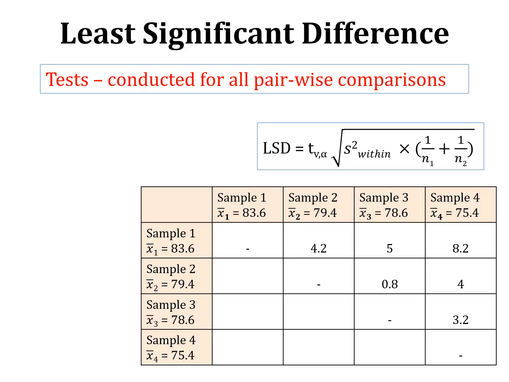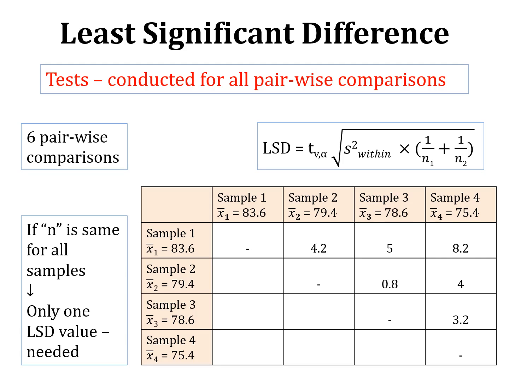Now, one important thing is that the tests are conducted for all pairwise comparisons, right? So in the least significant difference, because this is a pairwise comparison, we have to perform LSD for all pairwise comparisons. So here you see, how many pairs do we have? We have 6 pairs. So we have to do 6 pairwise comparisons. And if the number of observations is the same in all samples, then we have to calculate only one LSD value, and that would suffice, right?